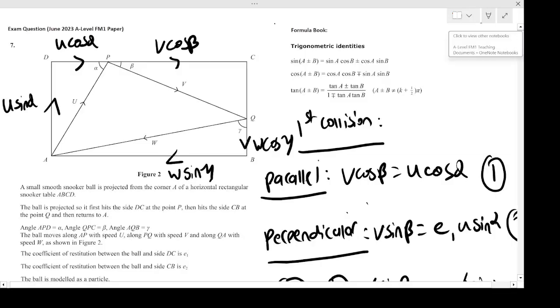Firstly, angle APQ is going to be here. I'll call it little p, to represent the point P. So that's angle APQ.